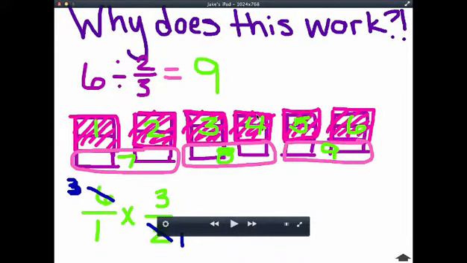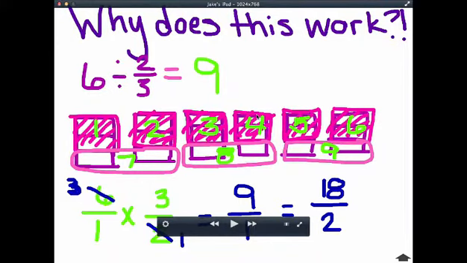So now my new multiplication is 3 over 1 times 3 over 1. 3 times 3 is going to give us 9. 1 times 1 is going to give us 1. Now, if you have trouble seeing that cross-canceling, it's okay if you just go ahead and multiply the 6 times the 3. If you multiply the 6 times the 3, you're going to get your 18. 1 times 2 is 2, and these are equivalent fractions.